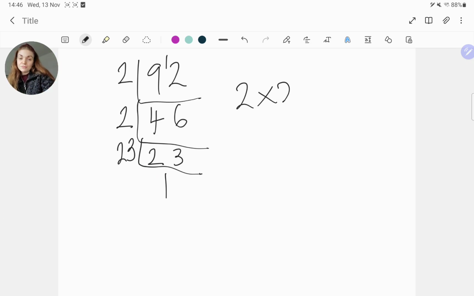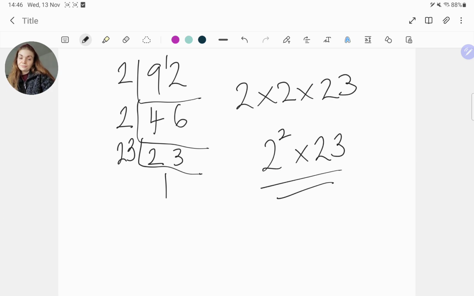So 2 times 2 times 23. Index notation again would look like that. If you type into your calculator 2 to the power 2 times 23, you will get 92. And if you don't get 92, then you know that you've done something wrong. So that's how you do product of prime.